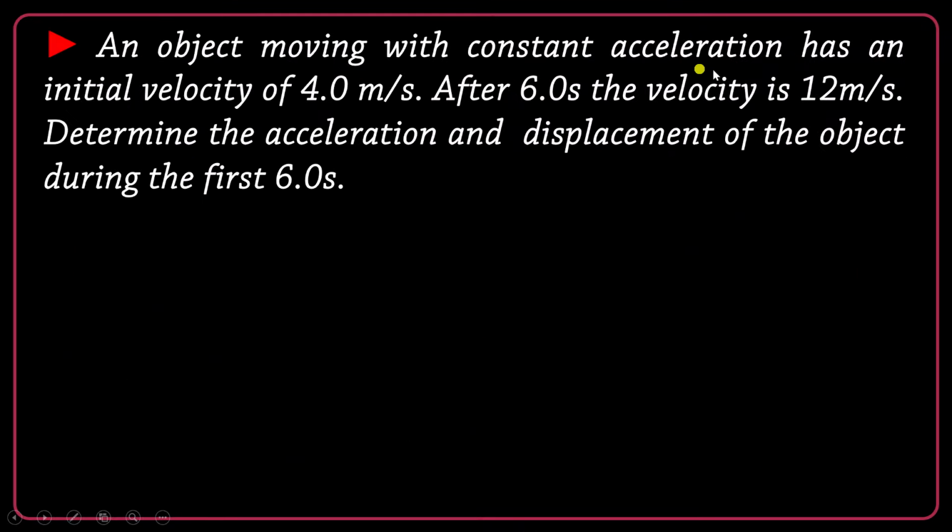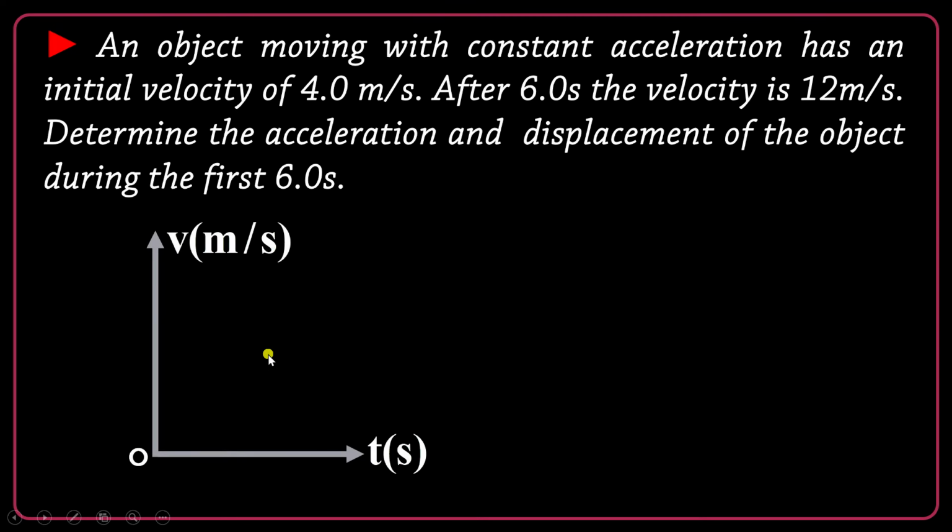An object moving with constant acceleration has an initial velocity of 4 meters per second. After 6 seconds, the velocity is 12, increased. Determine the acceleration and displacement of the object during the first 6 seconds. The VT graph is the solution for all these types of problems. So the graphical view will start from the VT graph, starting from 4, the initial velocity 4, and then raised to 12. As you see, in 6 seconds, the velocity increased. So I see the positive acceleration.